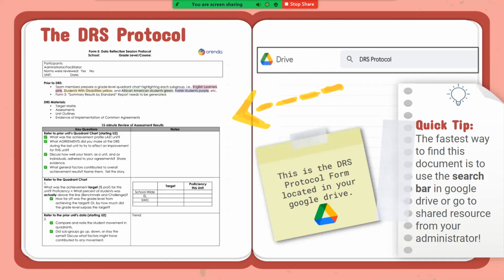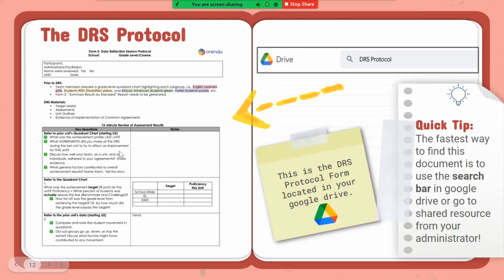You will notice that on this form, the steps for the DRS process are listed on one side of the table, and the notes that you will input are on the other side. The instructions are also listed for each step on this form. Simply follow the instructions and input the data for the last unit test that your students completed. In this video, we will briefly go over each step.